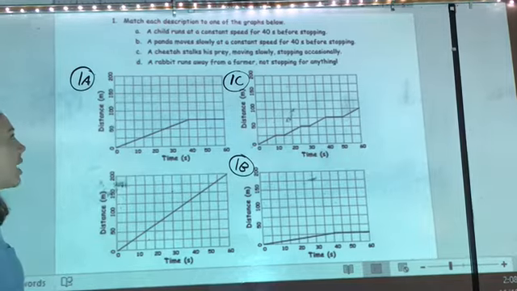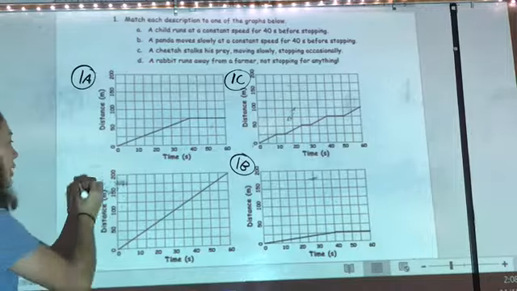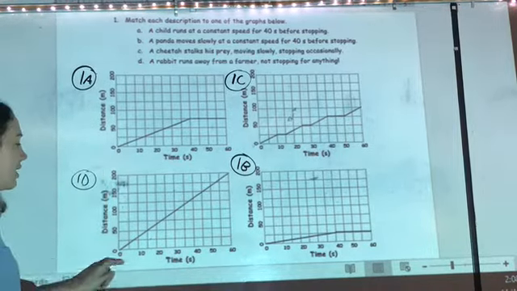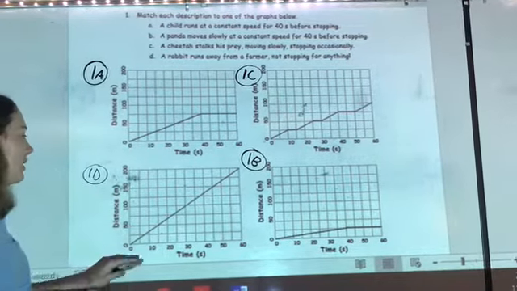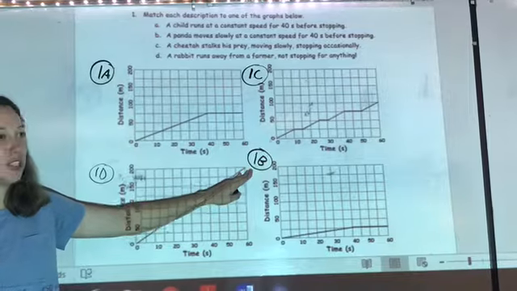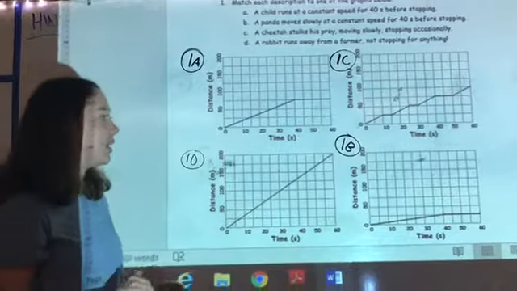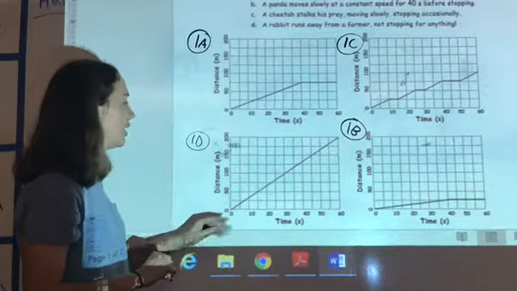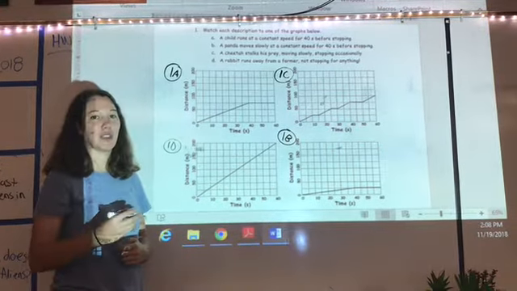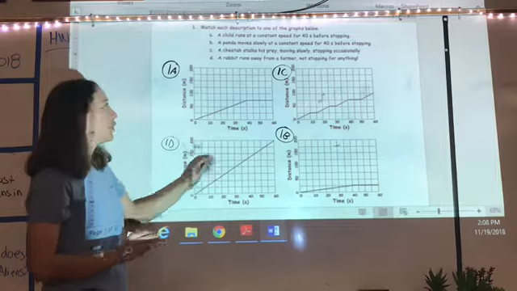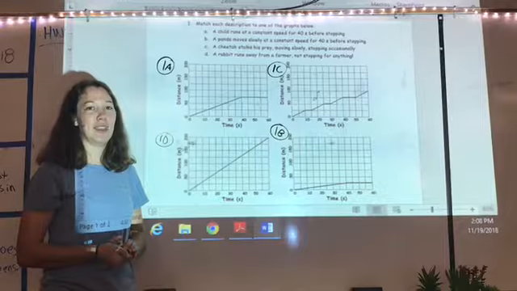So let's double check. A rabbit runs away from a farmer, not stopping for anything. So we know this has to be 1D, but it makes sense because if it doesn't stop for anything, the rabbit runs, we assume it's going at a constant pace. It should just be a straight line all the way through your graph. It should be no jags or anything. And then finally, it's running, so it's going to be a lot faster than any of these other scenarios. And as we see, it's a steeper line here. So the steeper line represents a faster speed. So those are our 4 options, and that's how to interpret the slope in a time versus distance graph. And now you know more.